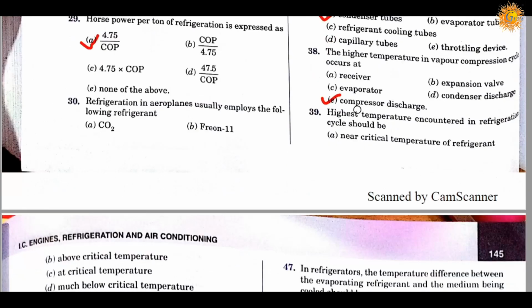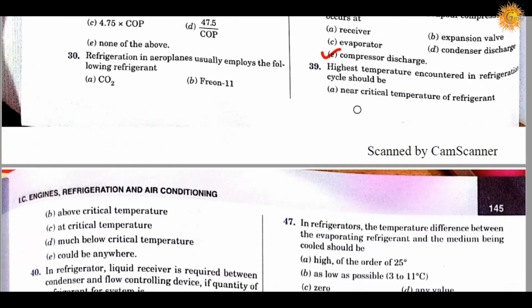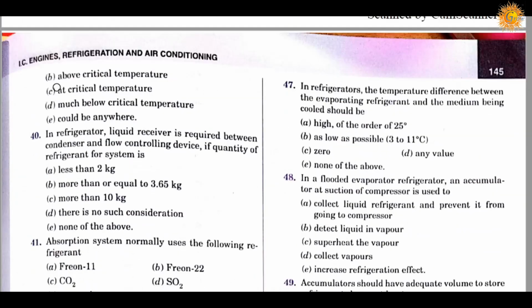Question 39. The highest temperature encountered in a refrigeration cycle should be, option A, near critical temperature of refrigerant. Option B, above critical temperature. Option C, at critical temperature. Option D, much below critical temperature. Option E, would be anywhere. So the correct answer is D, much below critical temperature.